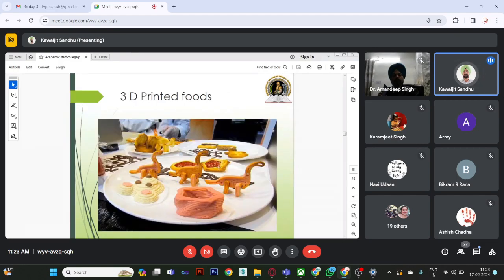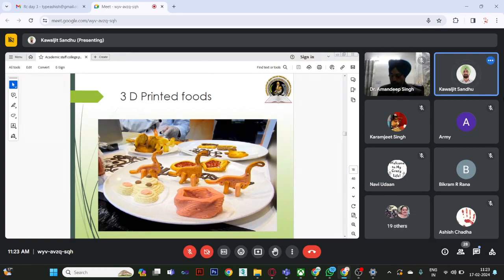One very interesting technique that I want to discuss is 3D printed foods. And I'm telling you that just like you have microwaves in your kitchen, in coming years you will have 3D printers in your kitchen, and you can print different kinds of foods.